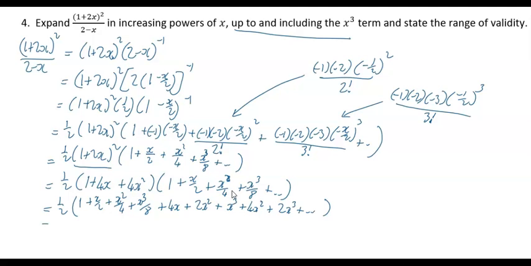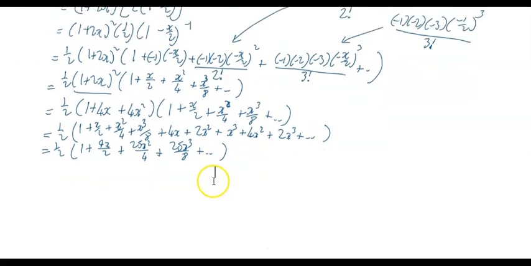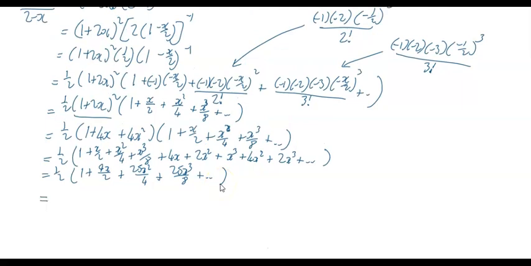Last thing to do is tidy up and then multiply out by the half. So tidy up, you're going to have 1 plus 9x over 2 plus 25x squared over 4 plus 25x cubed over 8, and so on. And then you can multiply in by the half. I have loads of room below here to do this. So that's going to be a half plus 9x over 4 plus 25x squared over 8 plus 25x cubed over 16.